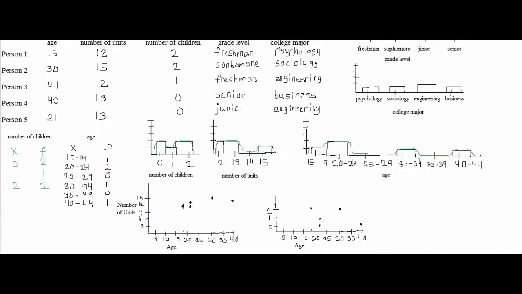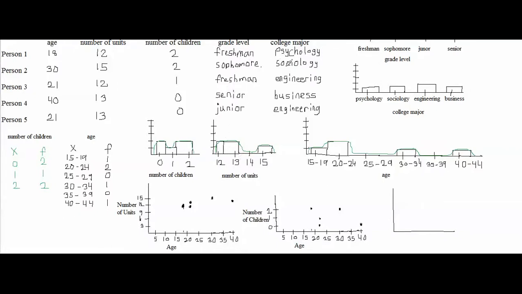And we can make one more scatter plot. And the last scatter plot we can make is number of units and number of children. I'll label the y-axis right here, since it was number of children. So if you have 3 columns of quantitative data, you can make 3 scatter plots because you have 3 different pairs that you can use.